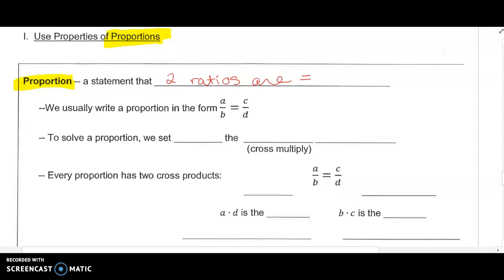So with a ratio, we had to use conversion factors in order to get it all to one unit. In a proportion, we cross multiply in order to solve for the missing part. And then here are some examples of what each would look like.